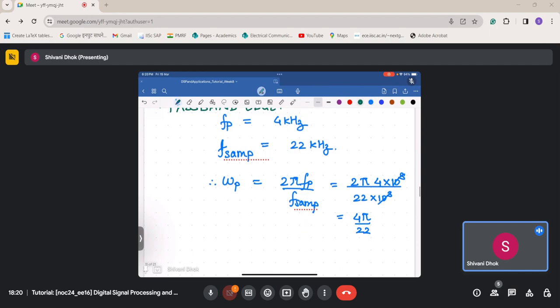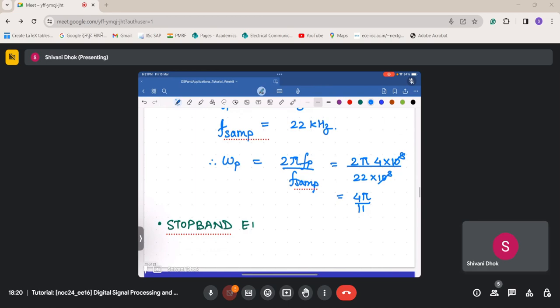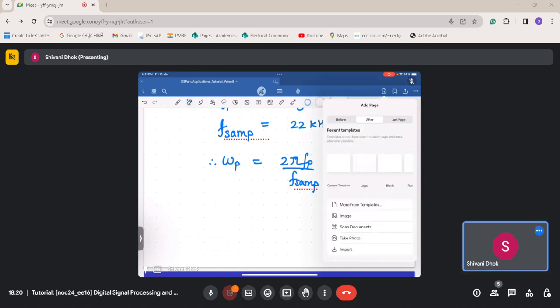And similarly, I'll have it for the stopband edge. Four point five by 11, madam. Sorry, 4.5. Yeah, thanks. Let me just do this on the next page.